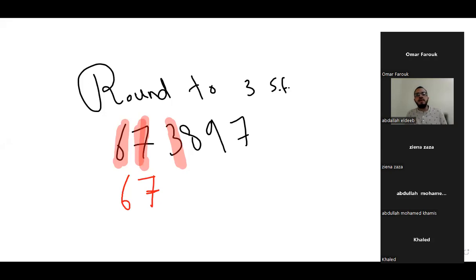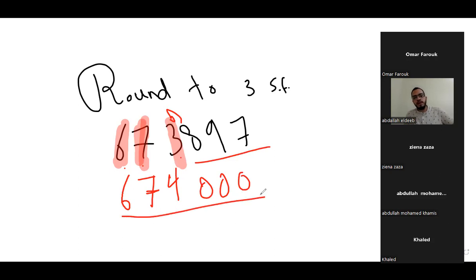I was saying that you need to count the most 3 significant figures. You start from the left. Okay, so you have 6, 7, 3. Here 8 is rich or poor? Rich, so it will give the 3 to be 4. It will be 4, and here 1, 2, 3 zeros. Okay, guys?